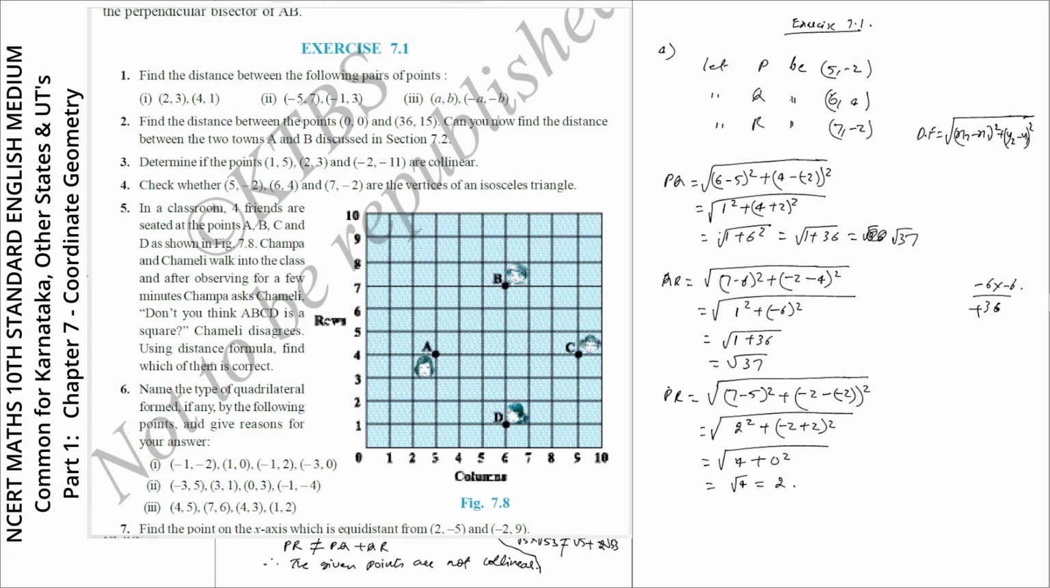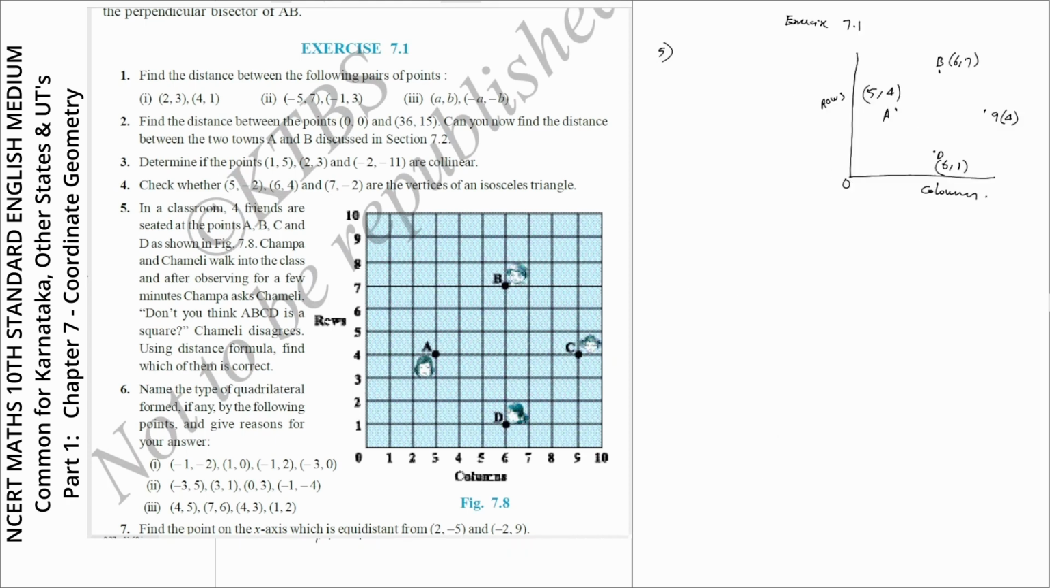So you can see PQ is equal to QR. Therefore PQR is an isosceles triangle. In an isosceles triangle, the length of two sides will be equal. So therefore PQR forms an isosceles triangle.